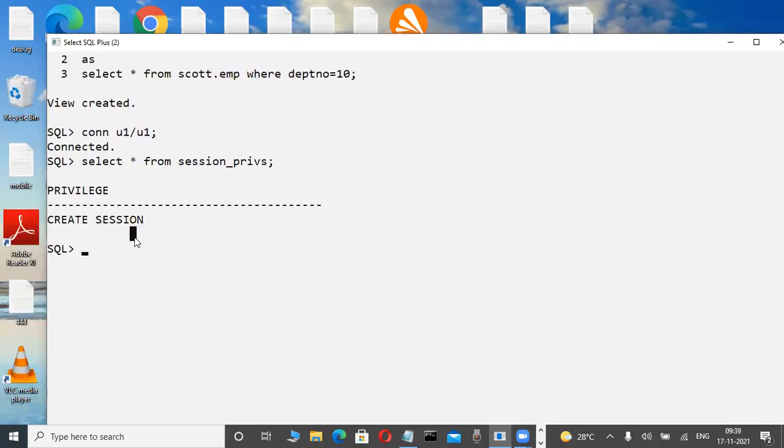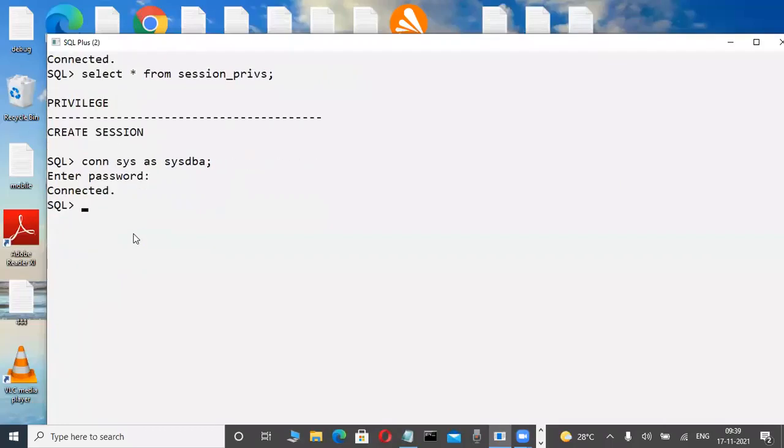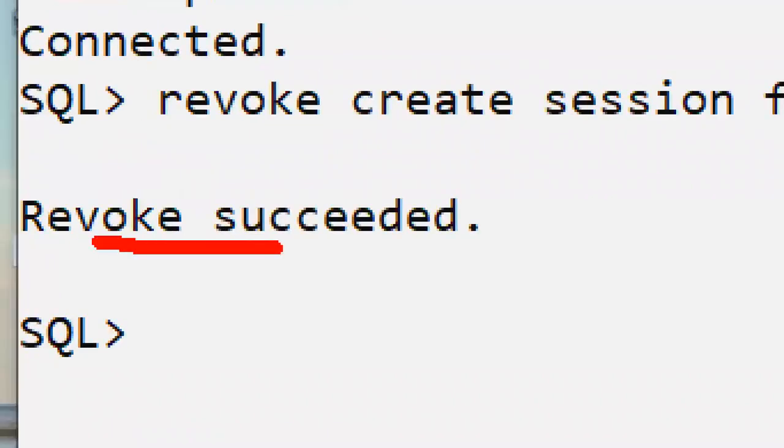How can I do it? Since this is a system privilege, first connect as the admin user: sys as sysdba, with the admin privilege. The password is sys. Now we use revoke system privilege. Create session is a system privilege. We are canceling it with revoke from, not to, from username. The user is U1. Yes, revoke successful.